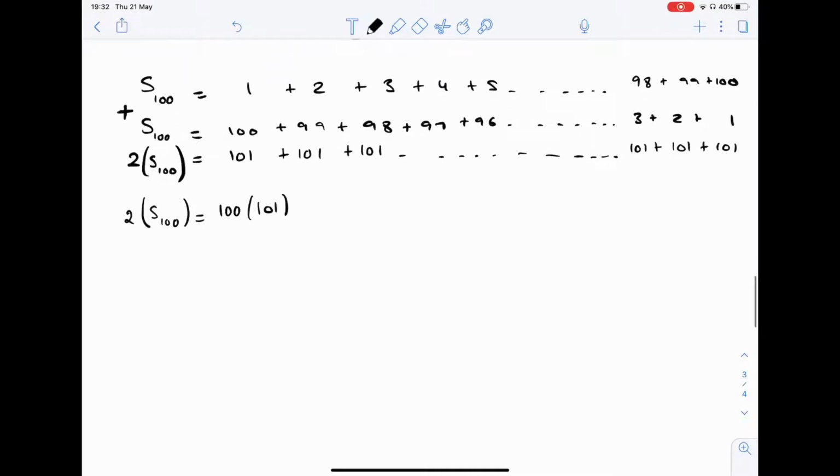So how do we just find 1? Well, 2 lots of the sum to 100 is just going to be 10,100. So the sum to 100 would then be 10,100 over 2, which gives you 5,050.